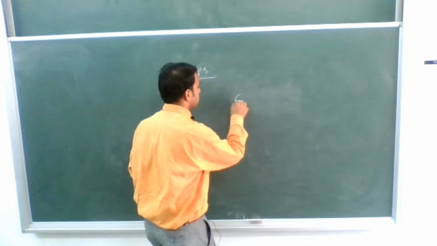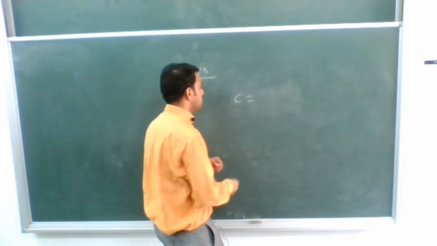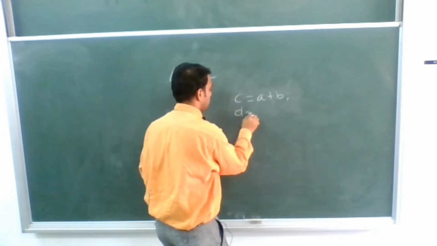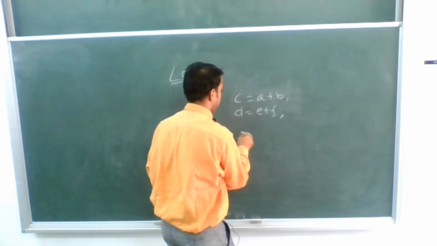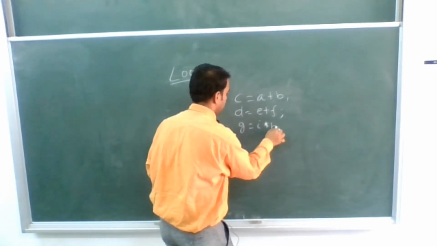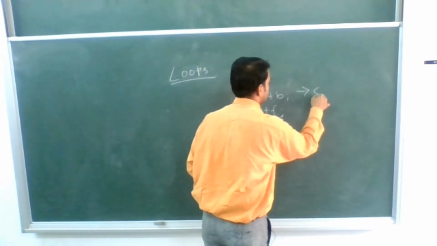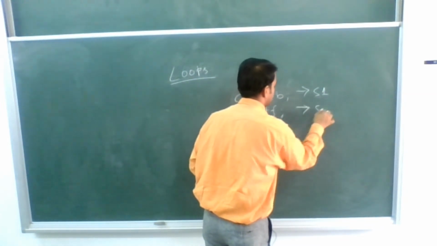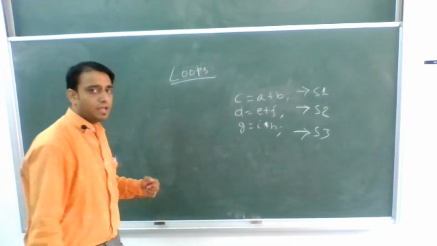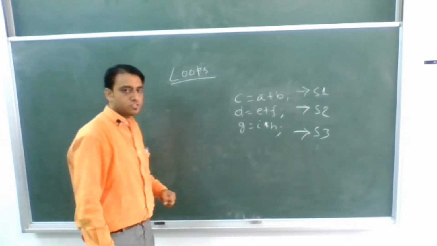Let us suppose we are computing a statement, suppose C equals A plus B, or it might be D equals E plus F, followed by, let us suppose, G equals I into H. These are the three statements. This is statement number 1, this is statement number 2, and this is statement number 3. On compiling these statements, we will get our desired result, right?